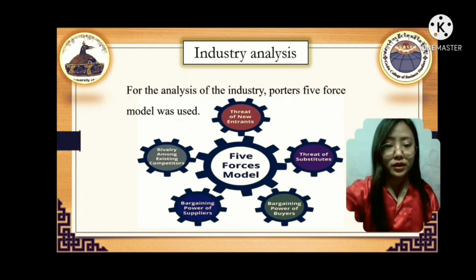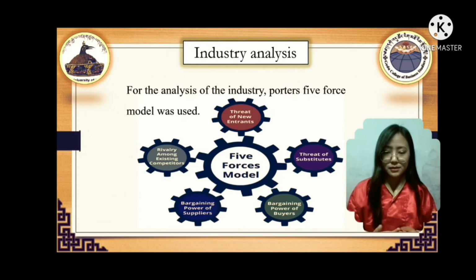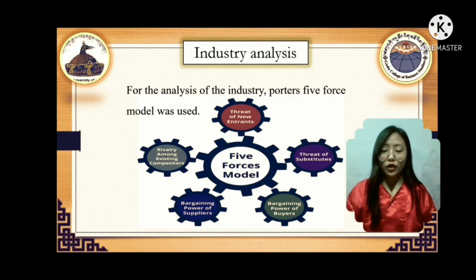Now going on with the third point, that is the bargaining power of supplier. Here for the BOBL, the suppliers are the RMA, the depositors, and the employees. So the bargaining power for the suppliers is less because the BOBL has limited suppliers.